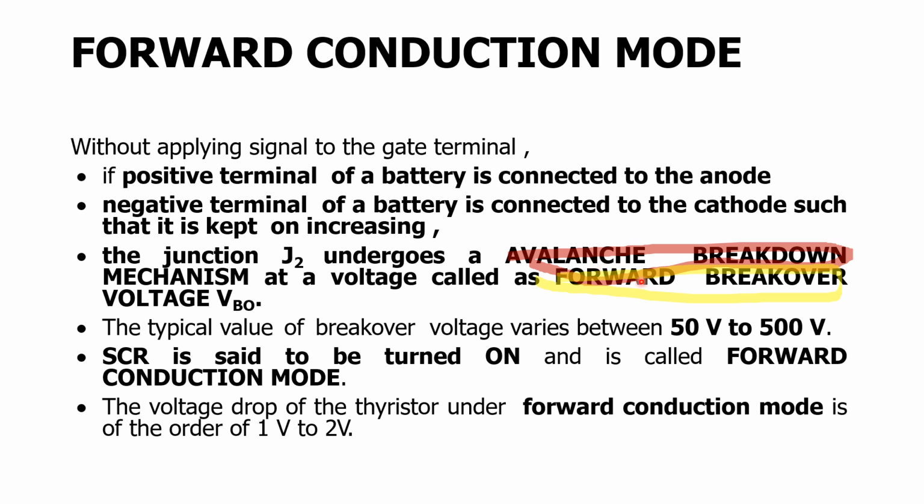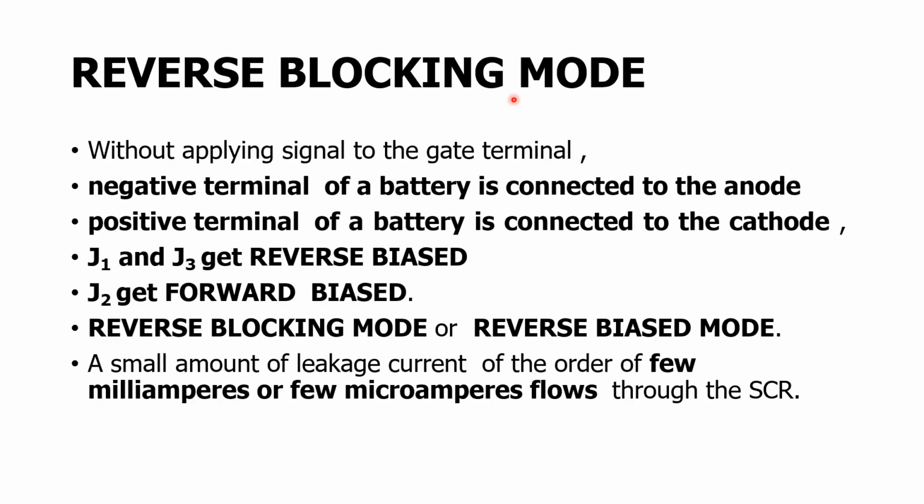The same condition, if you are applying the gate signal, your conduction will take place before that value. Suppose the forward conduction drop is 1 or 2 volts, it will take place at 0.5 or 0.7 volts once we are giving the gate voltage. So this is the second case of the diagram.